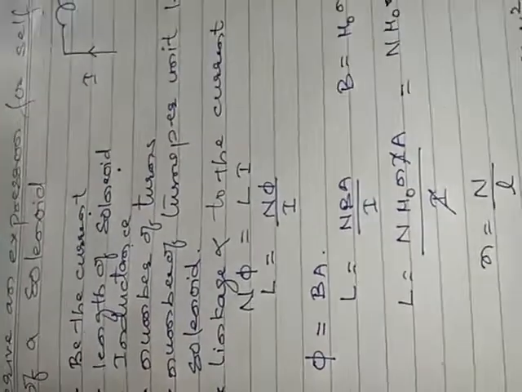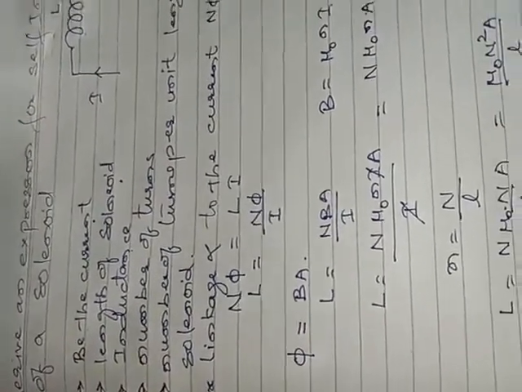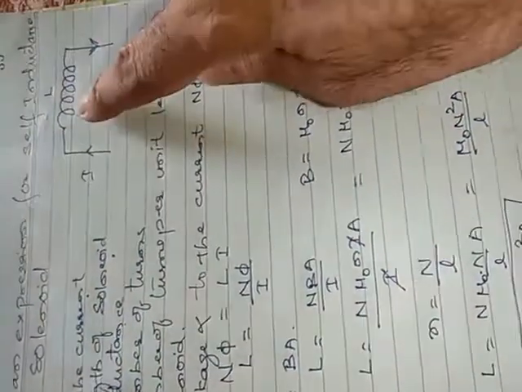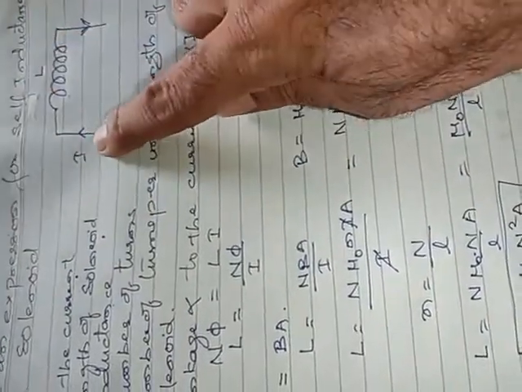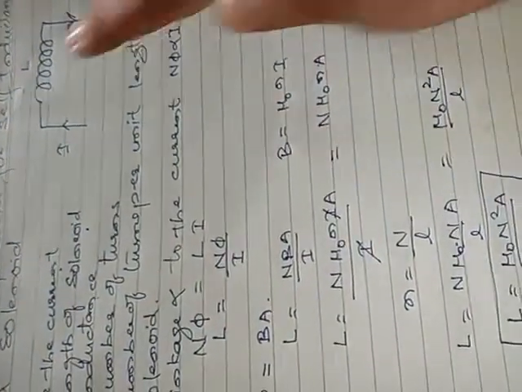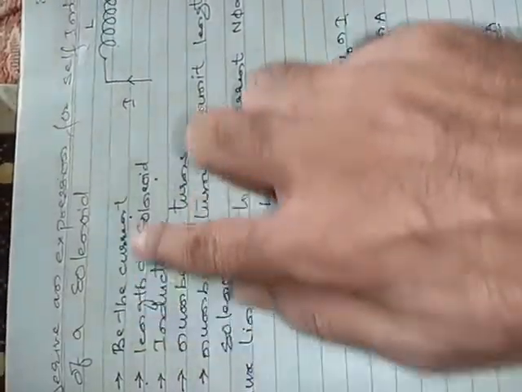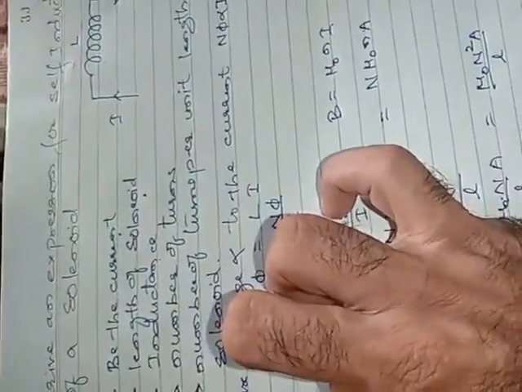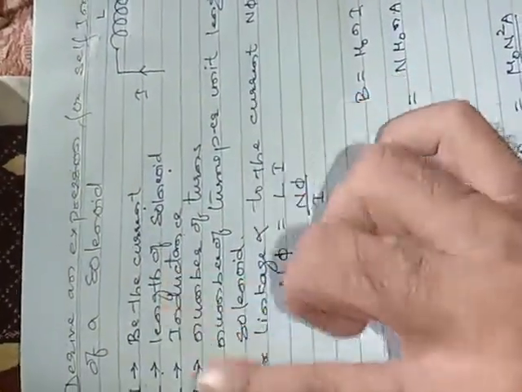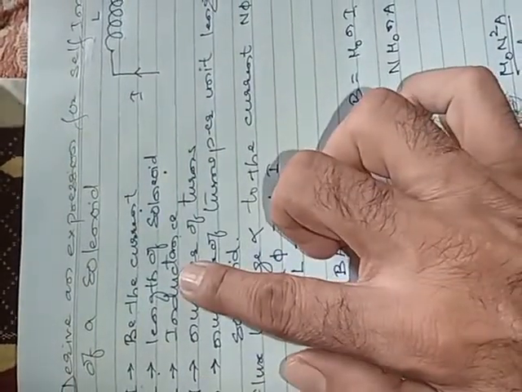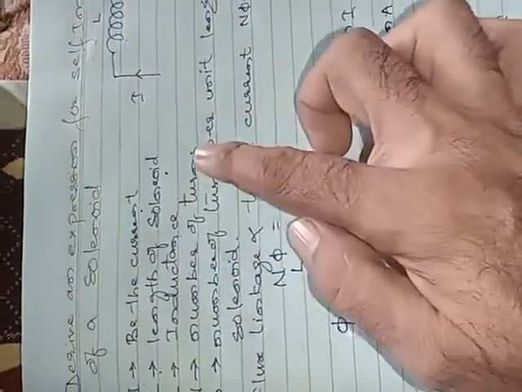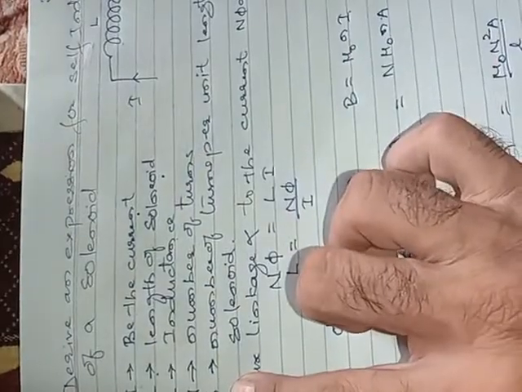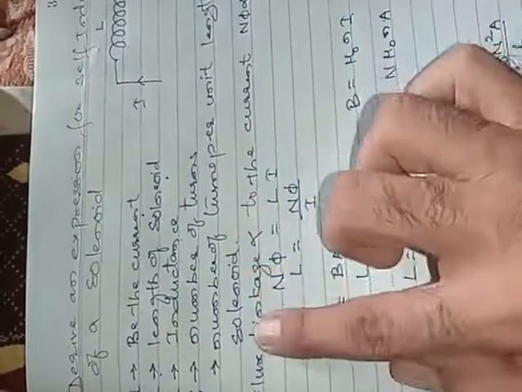बहुत ही छोटा डेरिवेशन है. This will be asked for 3 marks. सो फास्टली रिकैप कर लेते हैं. So to calculate the self-inductance of a solenoid, we will consider a solenoid of inductance L. I amount of current is flowing through this. Small l is the length of the solenoid. Capital N is the number of turns. Small n is the number of turns per unit length of the solenoid.